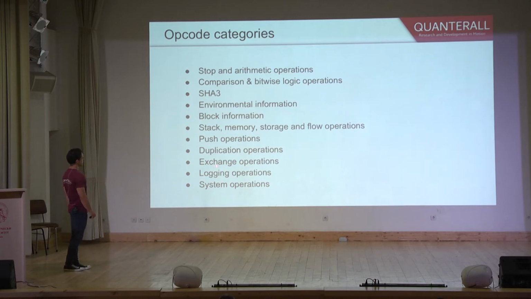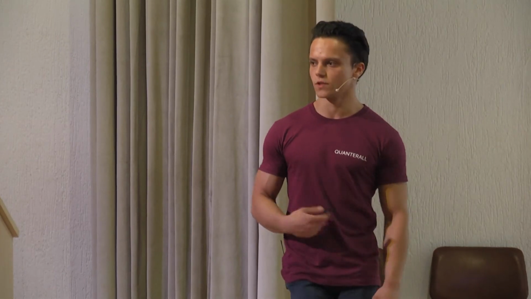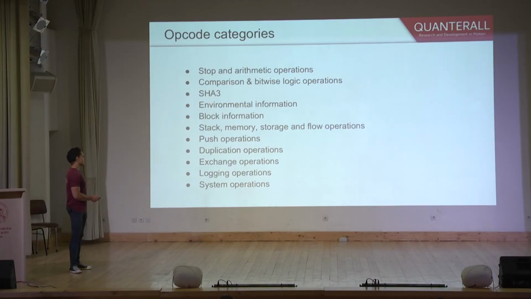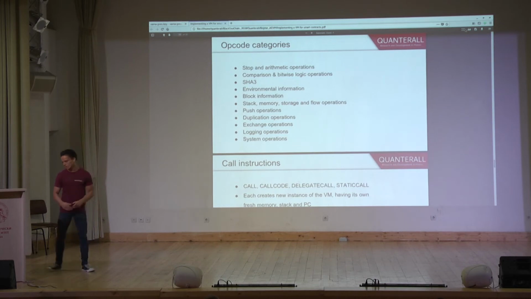The next 2 categories are simply stack-related categories used to duplicate and swap elements on the stack. Each of them is 16 in count. The duplication operations are named dup. The dup1 operation will duplicate the first stack item, the dup2 will duplicate the second stack item, and so on. And the exchange operations are called swaps. So the swap1 operation will swap the first and second stack item, the swap2 will swap the first and third stack item, and so on.